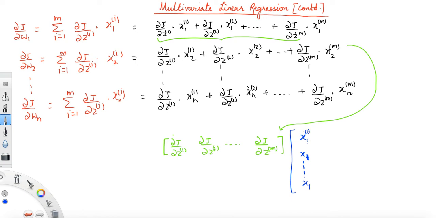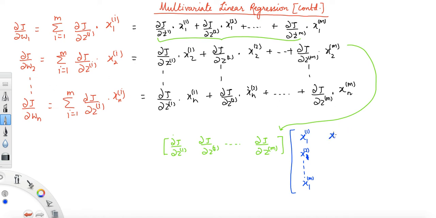So x1 1 is nothing but the first feature of the first training example, because this subscript stands for the ith feature, right? So first feature here for the second training example, and first feature for the mth training example. And when we multiply this row vector with this column vector, we'll get this equation, right? So stacking all those column vectors, we will be getting this one, right?